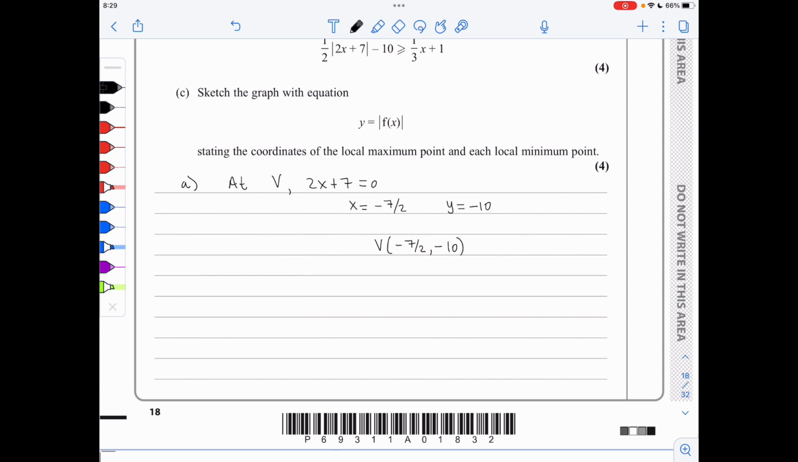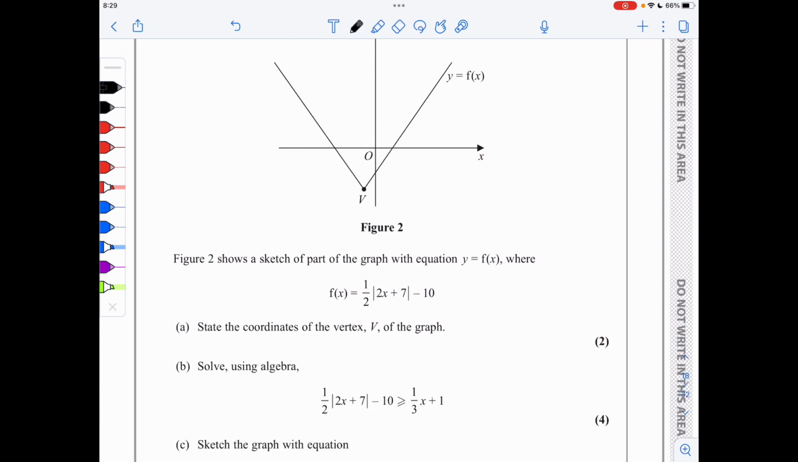It makes sense to actually go back to my diagram here and add this information. So we've got the vertex at minus 7 over 2, comma, negative 10. It also makes sense to identify each line segment with its individual equation without involving the modulus sign. So on the right-hand side, we've got y is equal to a half brackets 2x plus 7, minus 10, which simplifies to x minus 13 over 2. And on the left, we've got y is minus a half brackets 2x plus 7, minus 10, which simplifies to minus x minus 27 over 2.